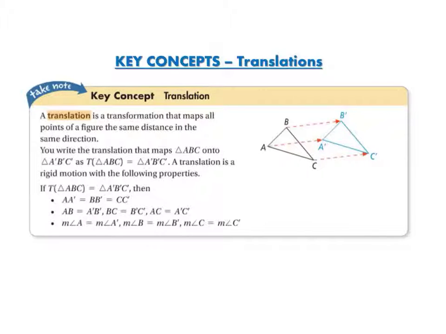The angle measurements are the same, the side lengths are the same. But you're going to do this on a grid, and they're going to tell you how many units to move it, and you have to graph it. So that's what we're going to be doing on the first lesson.